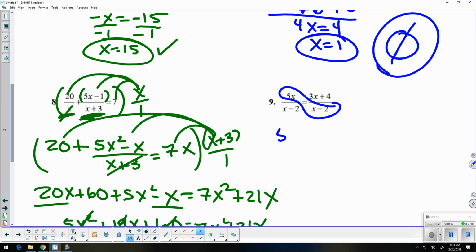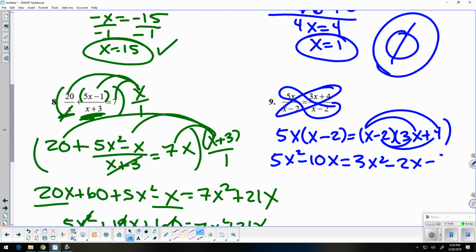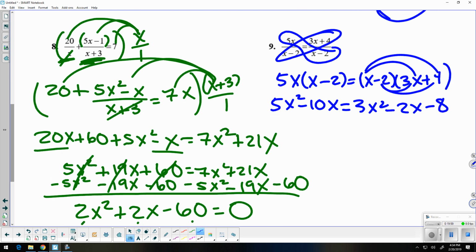So if I cross-multiply, 5x times x minus 2, and then multiplying here, we have x minus 2 times 3x plus 4. Okay, so distributing on the left-hand side, that gives me 5x squared minus 10x. Foiling over here, I'd have 3x squared, and then we'd have 4x minus 6x. So 4 minus 6 would make that negative 2x minus 8.